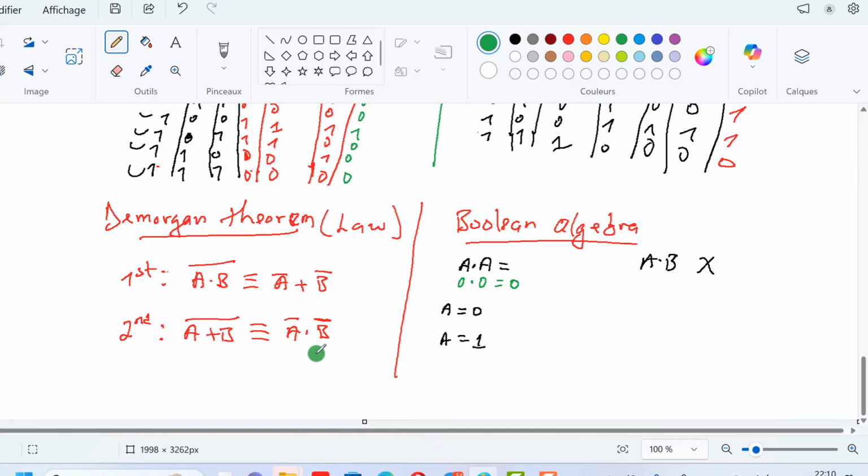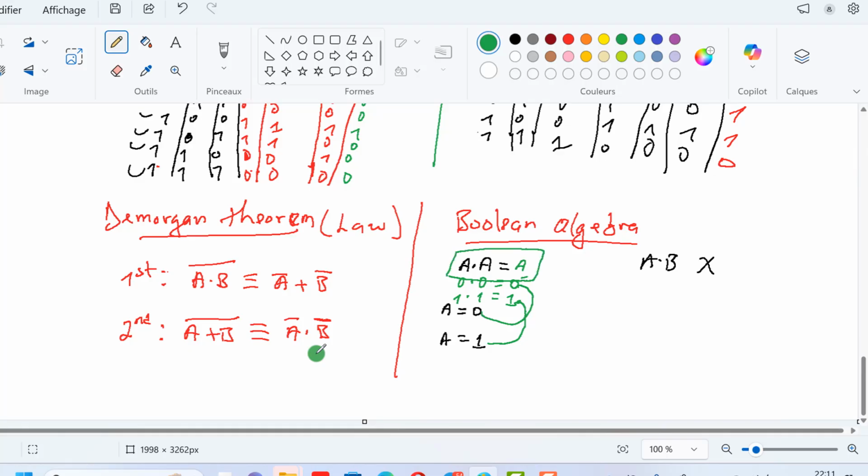But imagine that A is 1. When A is 1, you have 1 dot 1, and 1 dot 1 is 1. So you realize that when A is 0, the value is 0, and when A is 1, the value is 1. So A dot A is the same as A. For a particular value of A, you still have A as the answer. When A is 0, I'm having 0, and when A is 1, I'm having 1, so the answer is still the same A. So A dot A becomes A.